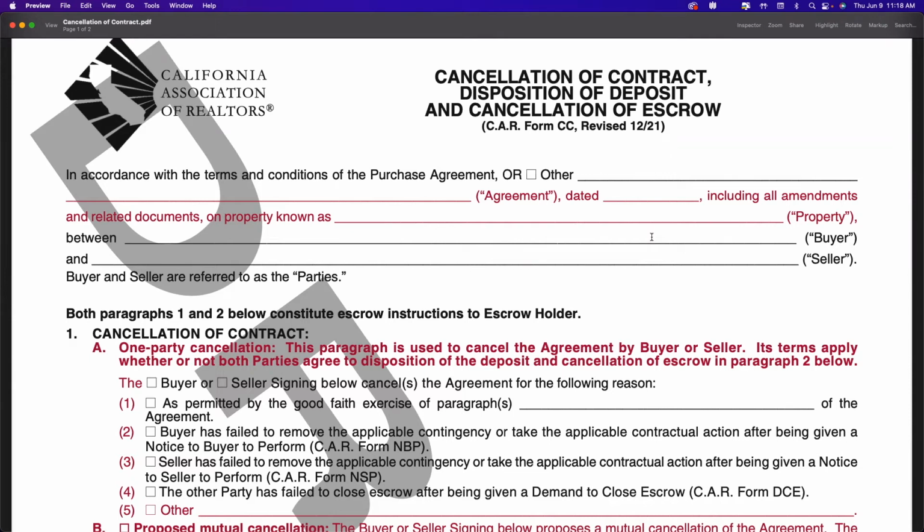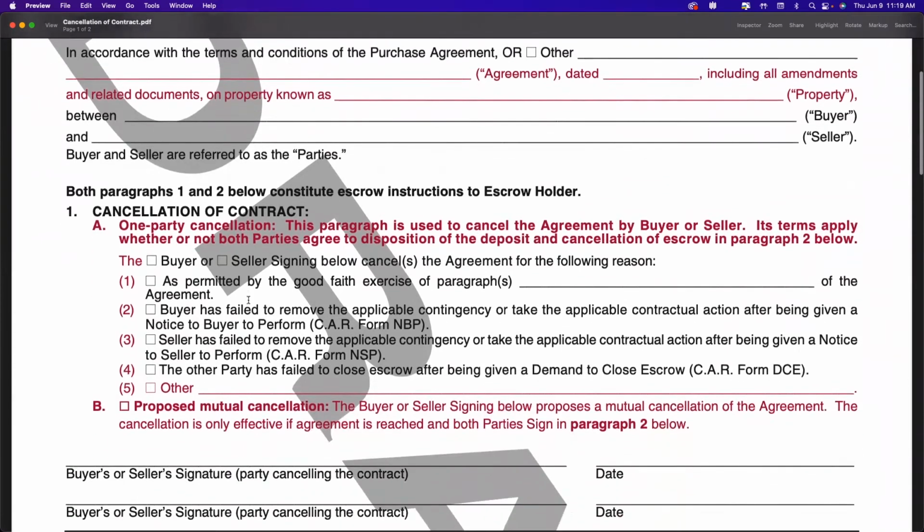So buyer's name, seller's name. Now they've split this up, right? Both paragraphs 1 and 2 below constitute escrow instructions to escrow holder. Number paragraph 1, cancellation of contract. A, one-party cancellation. This paragraph is used to cancel the agreement by buyer or seller. Its terms apply whether or not both parties agree to disposition of the deposit and cancellation of escrow in paragraph 2. So what it's saying is this first section, paragraph 1, A and B, is about the transaction.